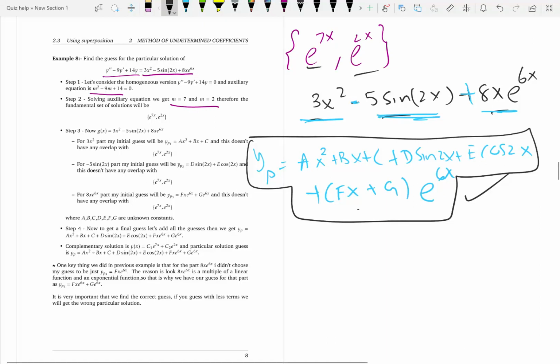But wait a minute, let's do a quick example. Let's say you had e to the 6x here instead of e to the 2x. Now we have an overlap. What do we do? Do we multiply the whole initial guess by x or just this part? That's a question for you. Just this part, right? Remember, we multiply by x just for the offending part, not for the whole thing. So here, only this part has the overlap, so just multiply this by x, another x: fx squared plus gx. All right, that is how we handle this by superposition.